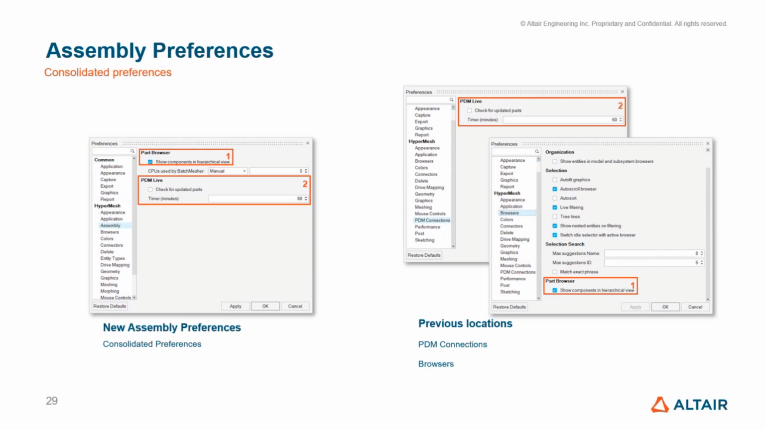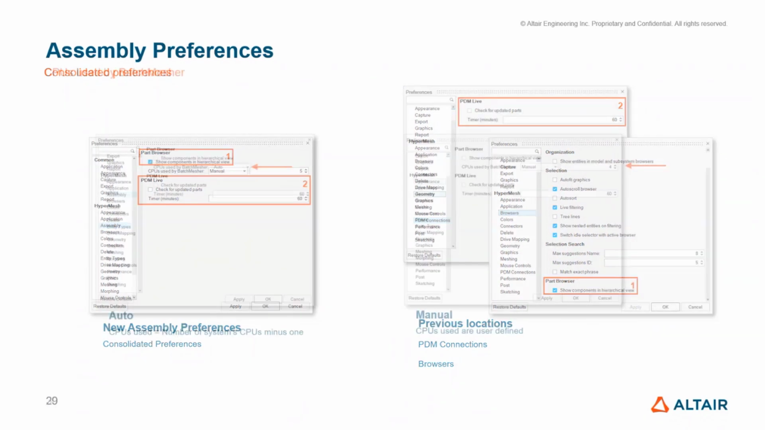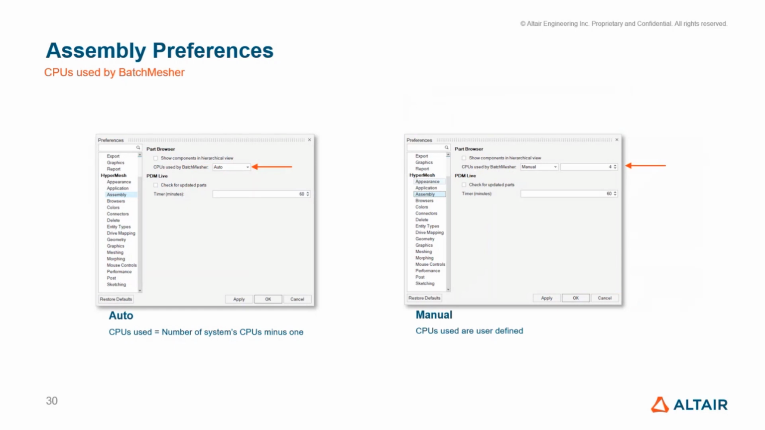Now, not only that, we're not only consolidating two already existing options, but we are introducing a new one, as you can see in the middle of the left-hand side dialog. As you can see where the arrows are pointing, this new option is called CPUs used by BatchMesher, and by default, until now, BatchMesher was using the number of system CPUs minus 1. This was something that the users could not put their hands on, and we are offering exactly that, meaning that we are offering the users to choose between auto and manual mode, which means that when auto mode is selected, the behavior is going to be, as I just described, the number of system CPUs minus 1.